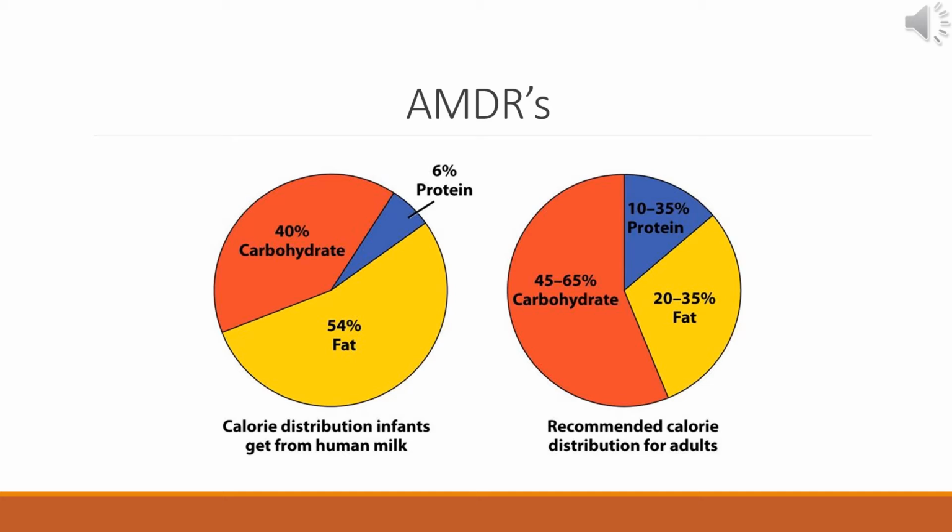So macronutrients, we're just talking about carbohydrates, proteins, and fat, and this gives us an idea of about how much of each of those, the proportion of our total calories that we should be getting from these AMDRs. So for adults, about 45 to 65% of our calories should come from carbohydrates, 10 to 35% of our calories should come from protein, and then 20 to 35% of our calories should come from fat.